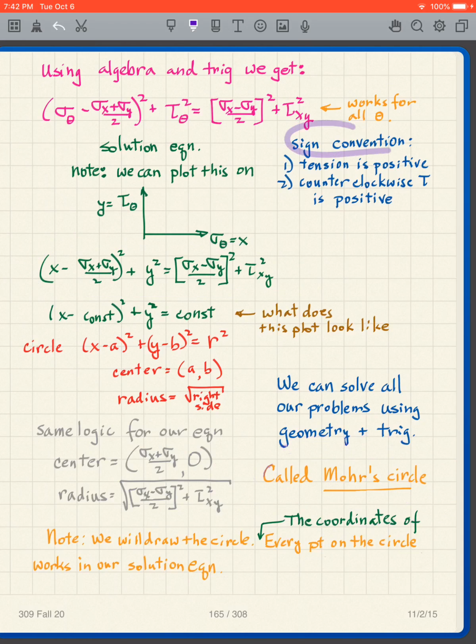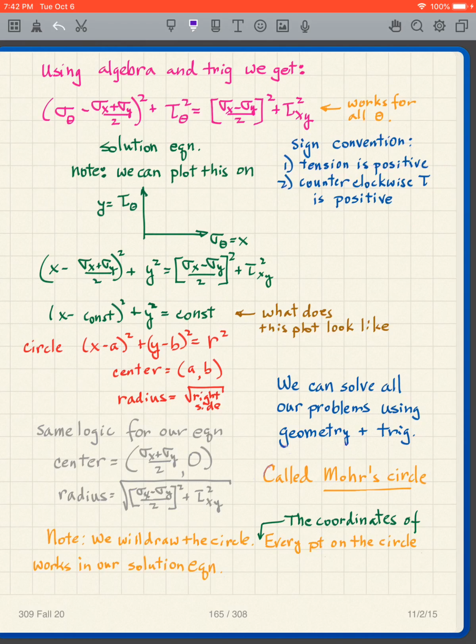Now, we're going to have a sign convention. I'm just going to say what the sign convention is. Again, tension is positive, and I'm going to describe what we call a counterclockwise tau is positive. So I'll describe that in more detail. So that's our sign convention. You need to sort of get used to it.